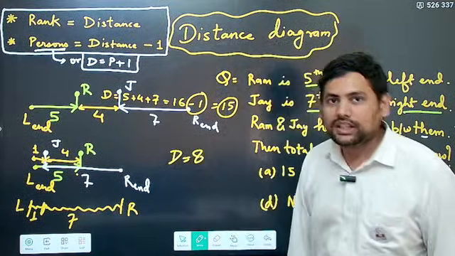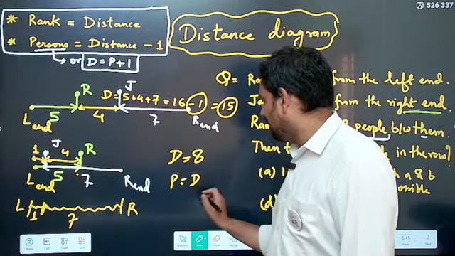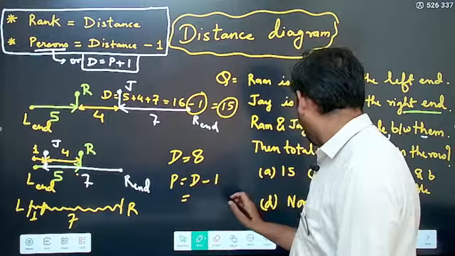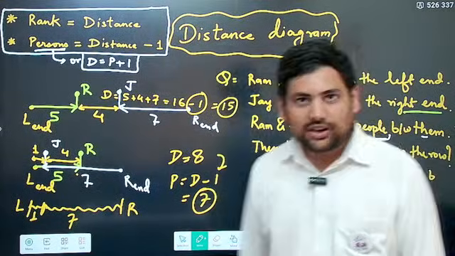But this won't be the answer. Correct? The answer would be: number of people is always equal to distance minus 1. So it becomes 8 minus 1. That is 7. You understand this?